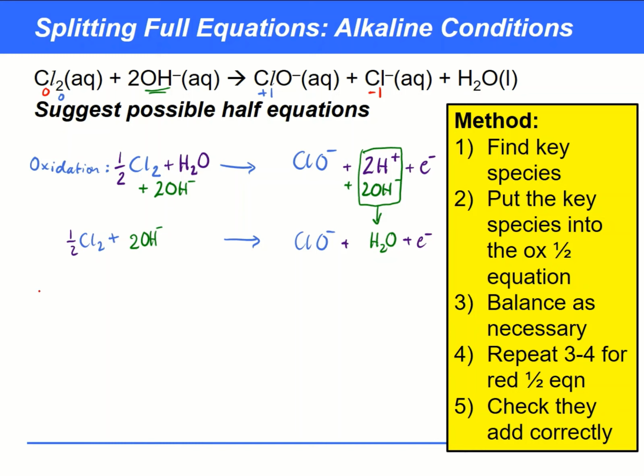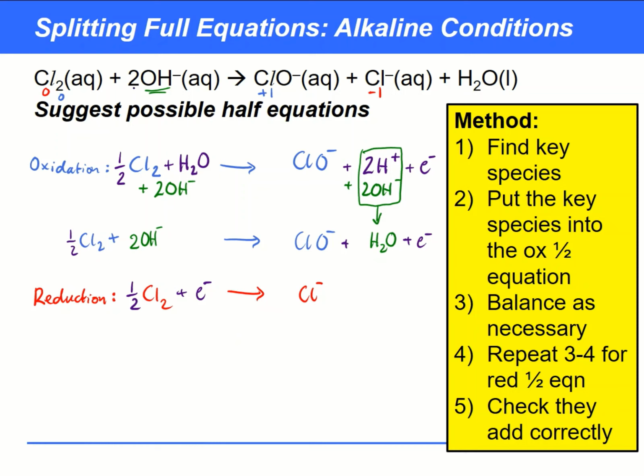Now let's do reduction. Hopefully it's not going to be quite so difficult. If we have a look at the reduction, the key species in there, it's going to be Cl2, and then the other key species is going to be Cl-. So you see we don't put in the H2Os at all at this stage. Now we've got half of one of those in order to get it to balance, and then we need a single electron on the left side. And there's no complications with H+ and OH- here.